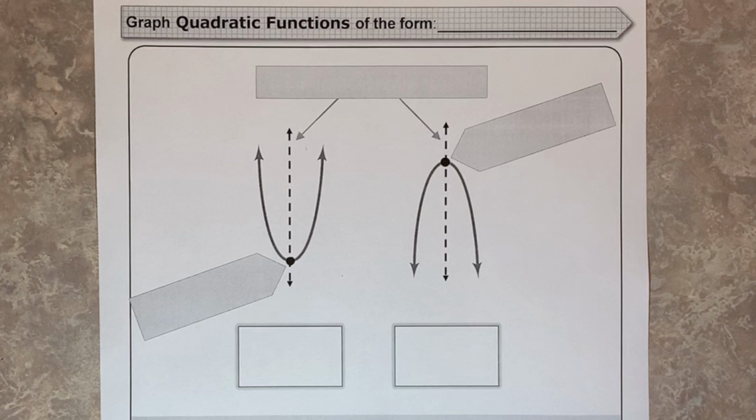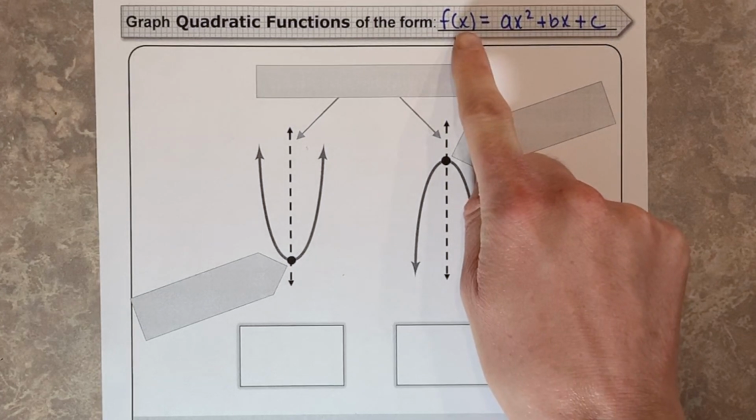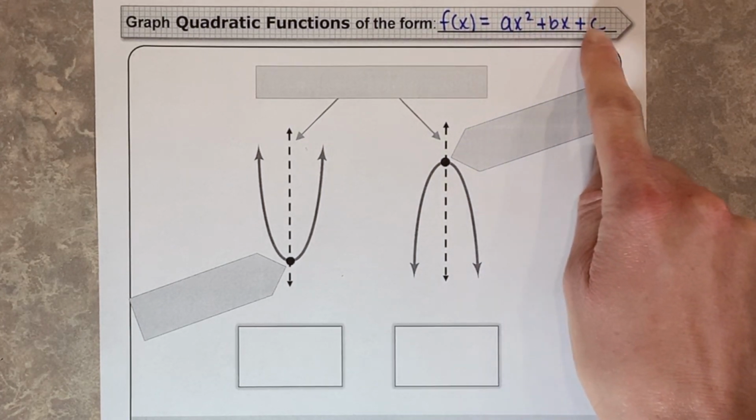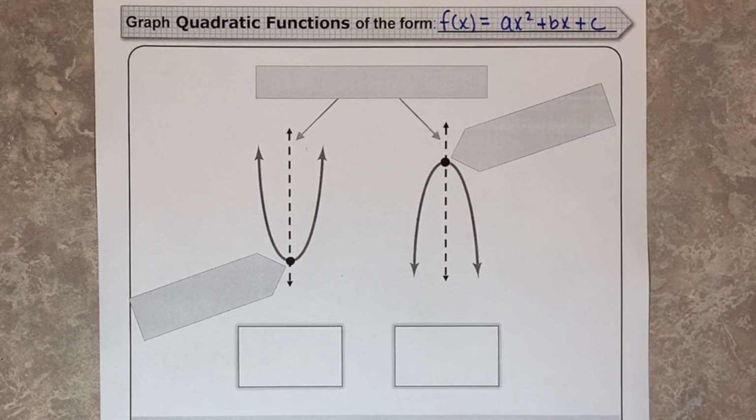In today's lesson, we're going to learn how to graph quadratic functions of the form f of x is equal to ax squared plus bx plus c. We'll start off with some crucial terminology.